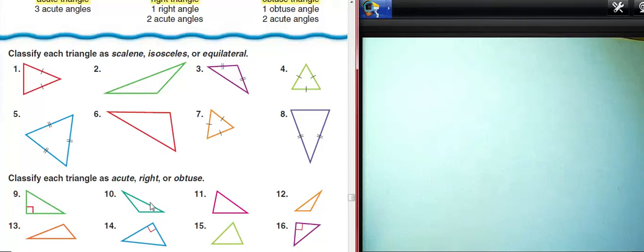Triangle number 10, we have an angle, the measure of it more than 90 degrees and less than 180. So this triangle will be what? Will be obtuse. Obtuse triangle.